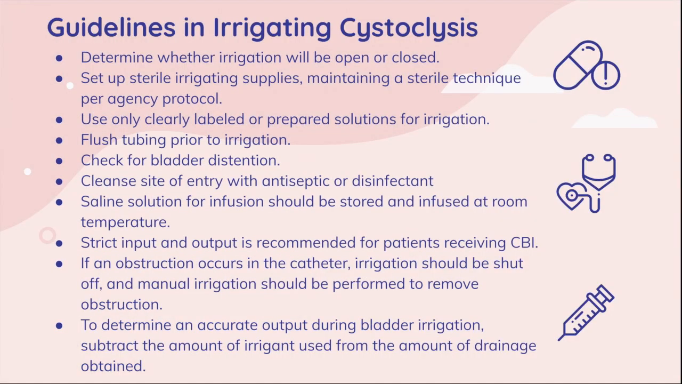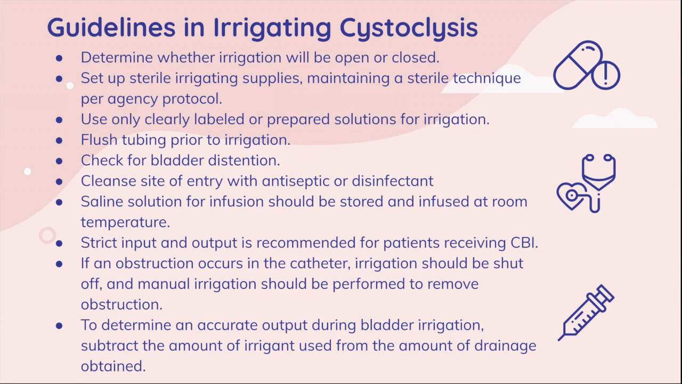For the guidelines in irrigating cystoclysis, determine whether irrigation will be open or closed. Set up sterile irrigating supplies and maintain a sterile technique per agency protocol. Use only clearly labeled or prepared solutions for irrigation. Flush tubing prior to irrigation. Check for bladder distension, this is important. Cleanse the site of entry with an aseptic or disinfectant. Saline solution for infusion should be stored and infused at room temperature.